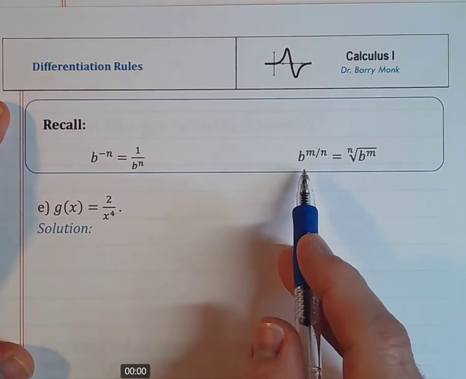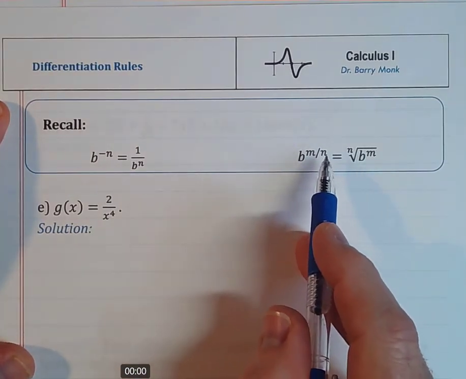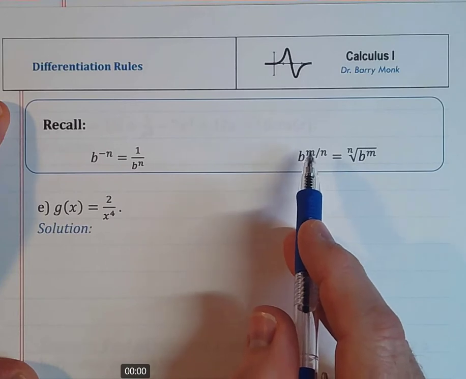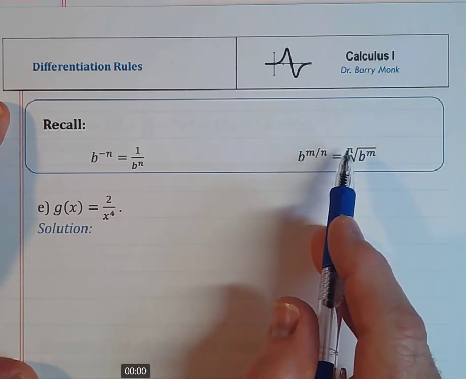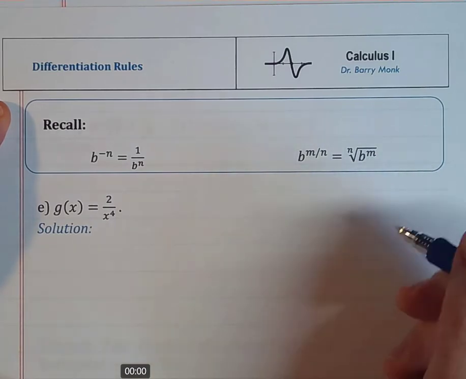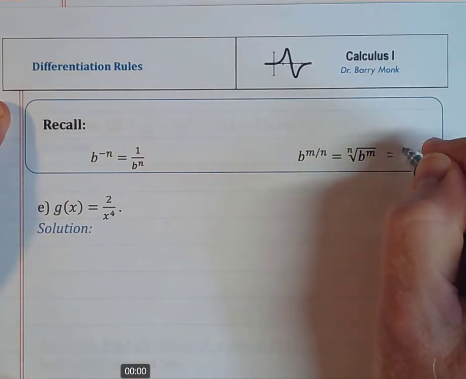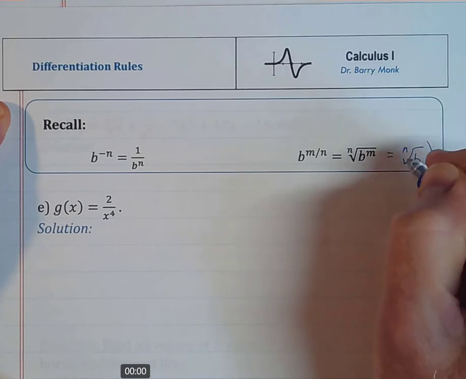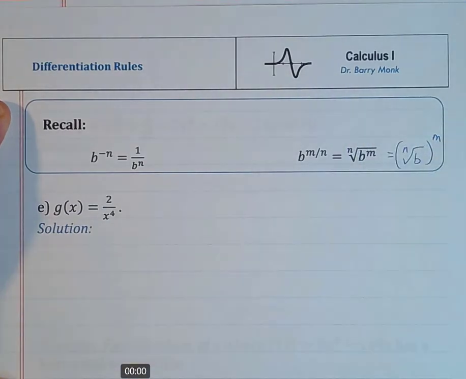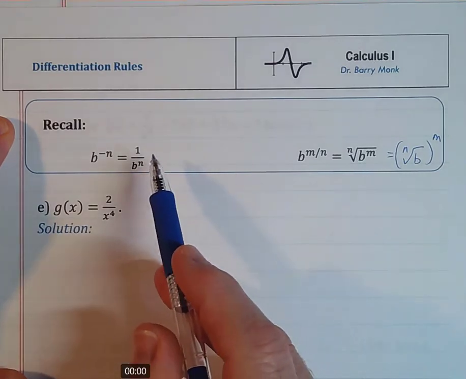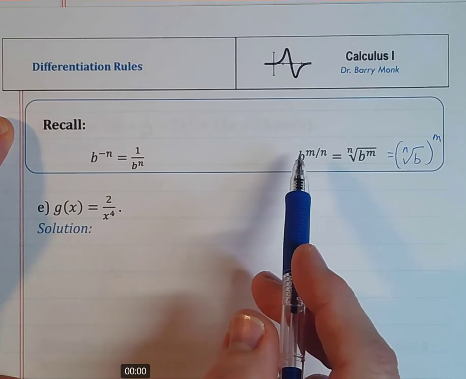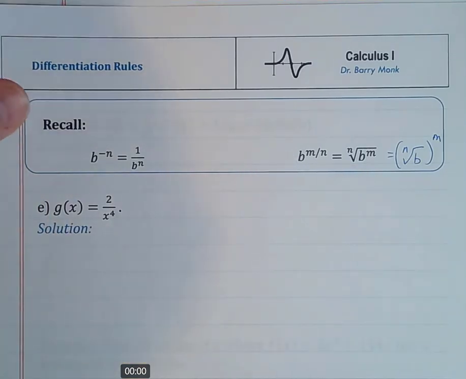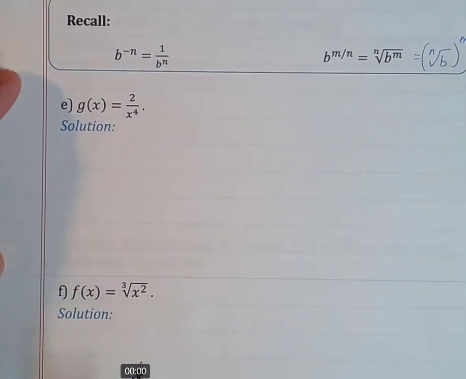Also remember, if I've got rational exponents, b to the m over n would be the same thing as the nth root of b to the m, which also could be written as the nth root of b all to the m. Okay, so I could write it either way. But sometimes what we'll do here in calculus is we need to rewrite our function before we can go in and use some of our derivative rules. And so let's look at an example of some of these.